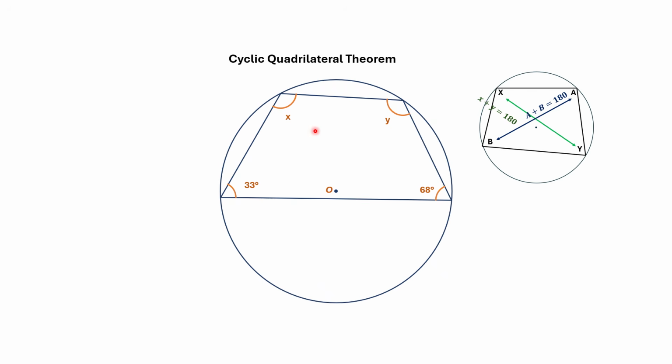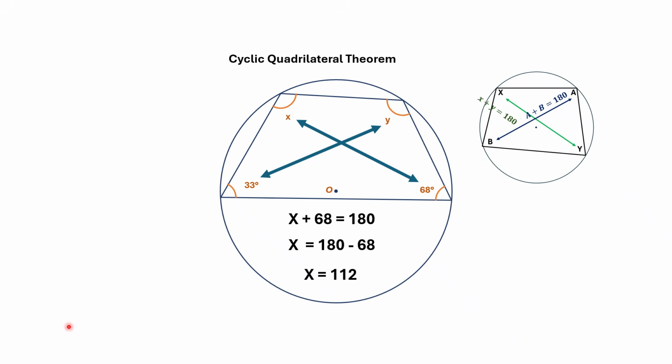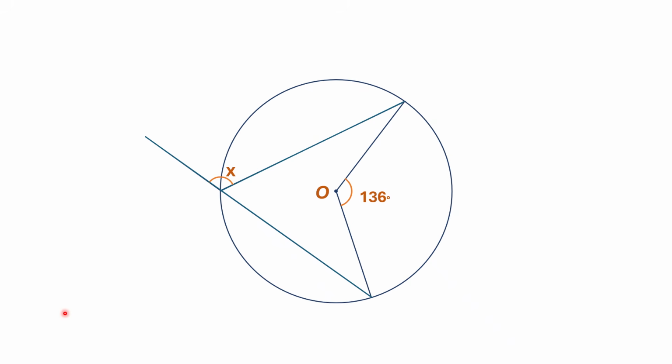Now x is opposite to 68. That means they must add up to 180. So x plus 68 is 180. That means x is 180 minus 68, and that gives you x equal 112. Similarly, to find y, y is opposite to the 33. That means y plus 33 makes 180, and y is 147. That's all.